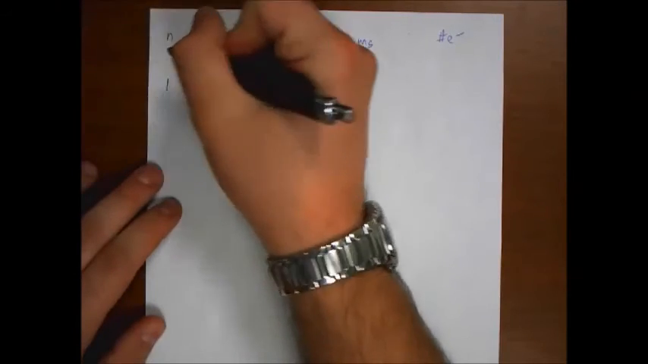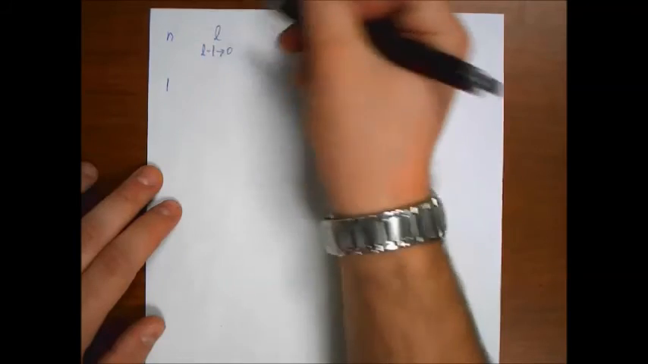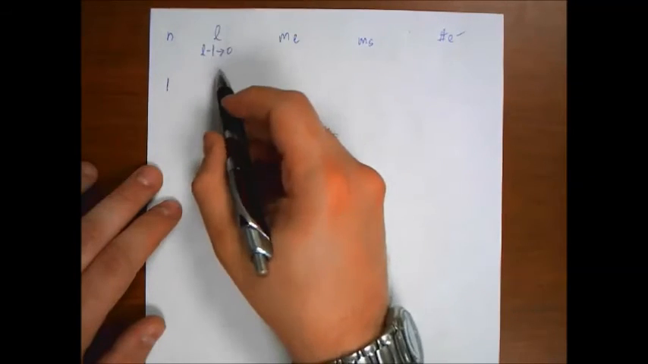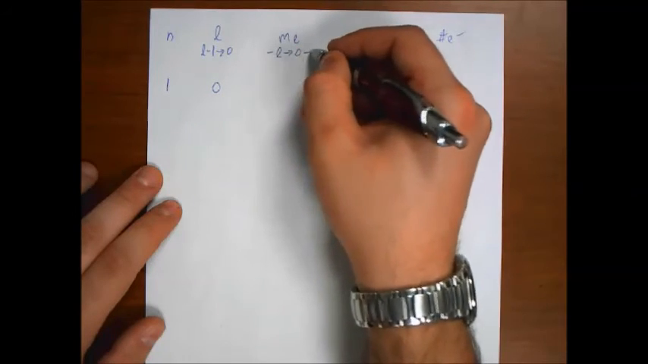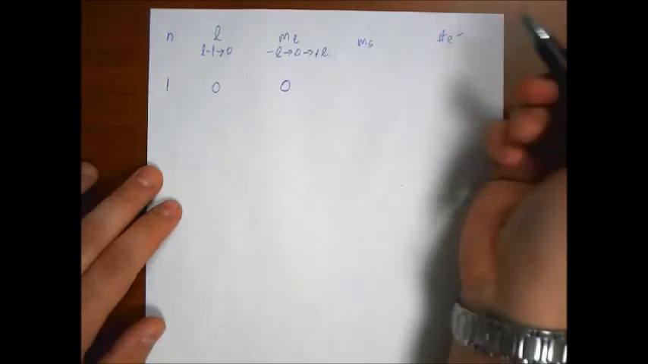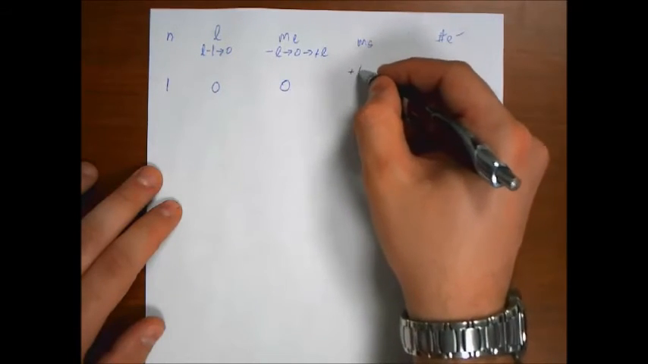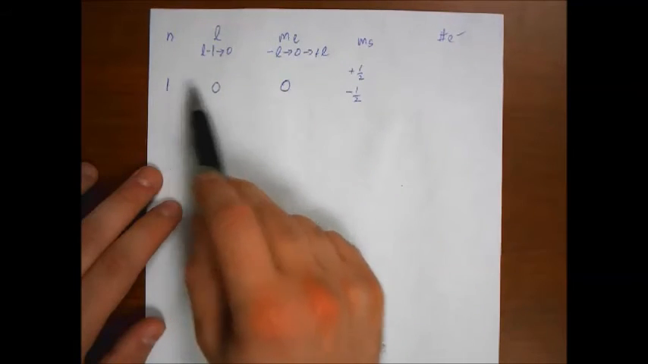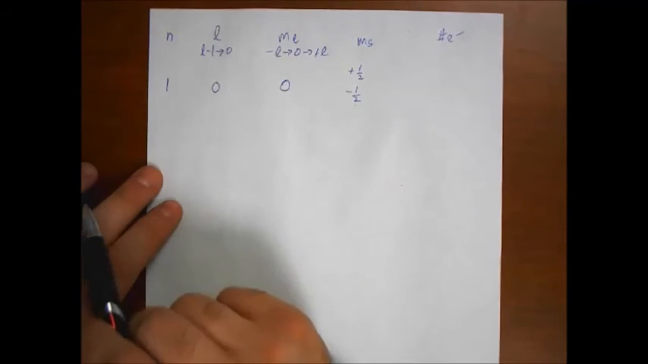So when n is equal to 1, we know that l can only range from 0 to n minus 1. That's the rule. So in this case, the only possibility is that l is a 0. We know that m sub l ranges from minus l to 0 to plus l, so the only possibility here is 0. For m sub s, the only two possibilities are a positive 1/2 and a minus 1/2. So one electron gets the address 1, 0, 0, plus 1/2. The other electron gets the address 1, 0, 0, minus 1/2.